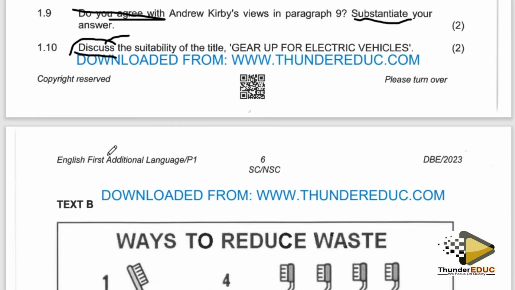So please, I encourage you, know your keyword, know your marker location. Your marker location is going to guide you on how many answers you are supposed to give. It's a discussion and it is 2 marks, so they must be fully discussed. Do you agree and give a reason? It's 2 marks. So be very clear when you are doing that.